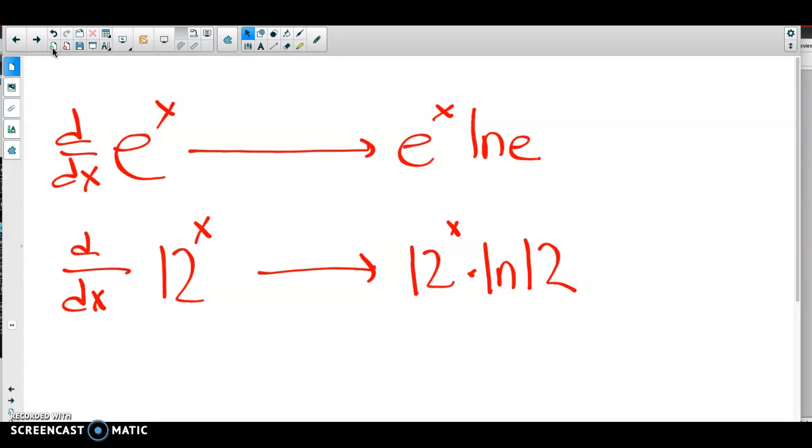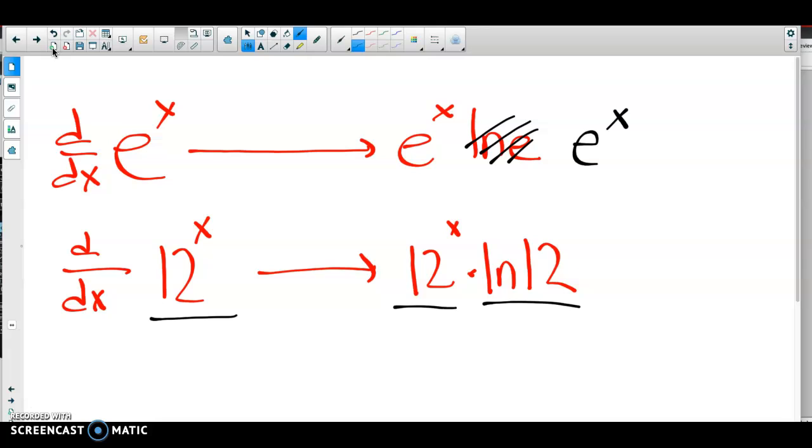Guess what, folks? Lucas is right. But e and ln are inverses of each other, so these cancel each other out. The ln of e is equal to 1, so we just get back e to the x. So technically, every exponential function's derivative is itself times the ln of the base. It's always going to work out that way.